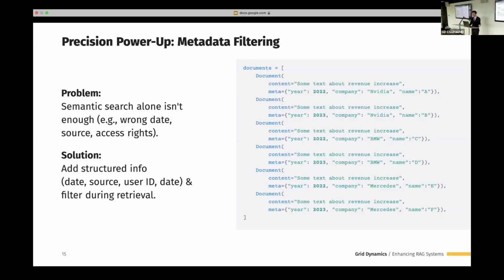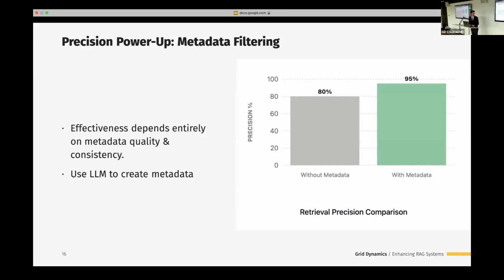So you can see I ran a test. Basically, I used some basic documents from our database and tried a naive RAG with metadata and without metadata. And you can see how it increases accuracy. Why does this happen? As I said, we have a lot of documents from the same companies across different years. So just by filtering by year, it greatly increases the precision of our system.